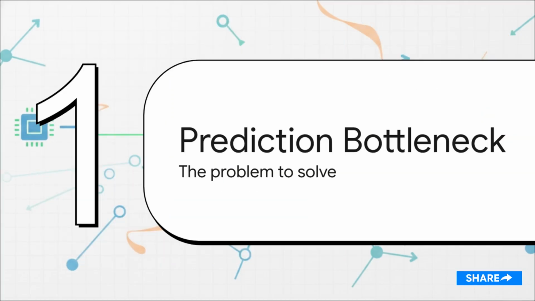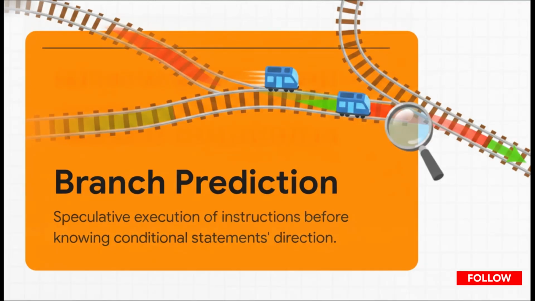Section 1. The branch prediction bottleneck. So, to really understand this elegant solution, we first need to establish why conditional branches are such a massive headache for modern superscalar processors in the first place. You can think of conditional branches as literal forks in a train track for your CPU. In high-level programming, these are your standard if, for, and while loops. Now, because modern processors are incredibly fast and heavily pipelined, they absolutely cannot afford to just stop and wait at this fork to figure out which way the train should actually go.